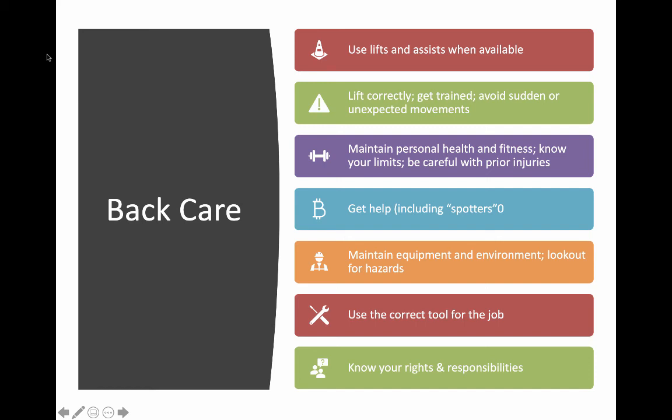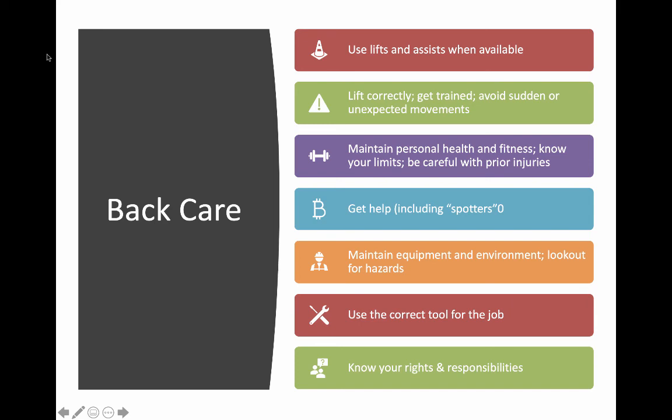Get help when other people are around, including spotters. Spotters are people who watch to see whether or not there's something that you might trip over, or if a door is closing on you, or if an individual is coming into the picture to talk to you and perhaps be a distraction. So if you can get help with things that are physical, you should do so, even if that person's job is just to help watch out for hazards.